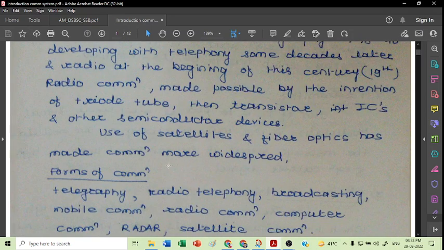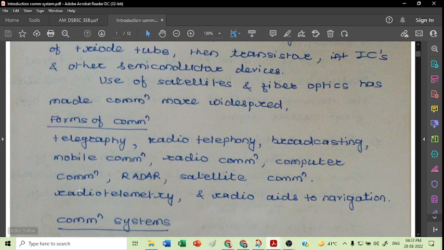Now the forms of communication. What are the different forms of communication? Telegraphy, radio telephony, broadcasting, mobile communication, radio communication, computer communication, radar, satellite communication, radio telemetry, radio aids to navigation. These are the forms of communication.